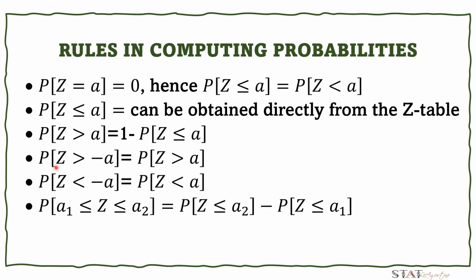The probability of z greater than negative a is equal to the probability of z less than a because they are symmetric. And also the probability of z less than negative a is equal to the probability of z greater than a, since they are symmetric. Moreover, the last rule is if you're looking for the value between two values: the probability of z between a1 and a2 is equal to the probability of z less than or equal to a2 minus the probability of z less than or equal to a1.